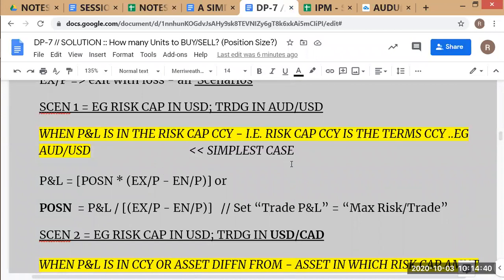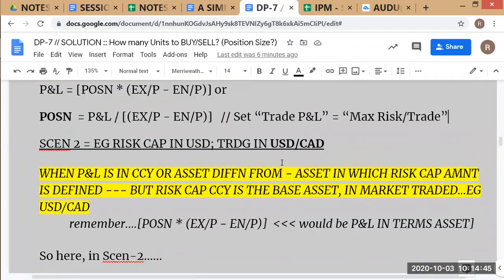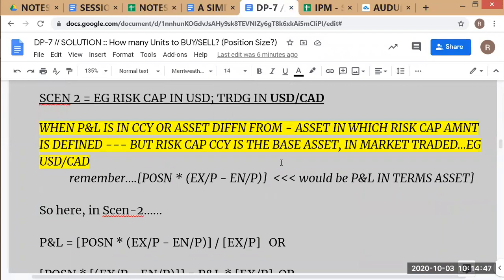None. Okay. Now we come to a slightly more complicated situation, scenario 2, which we already did earlier. USD CAD. Now here, what is the terms currency? Let's ask Akshita. In the case of USD CAD, what is the terms currency?